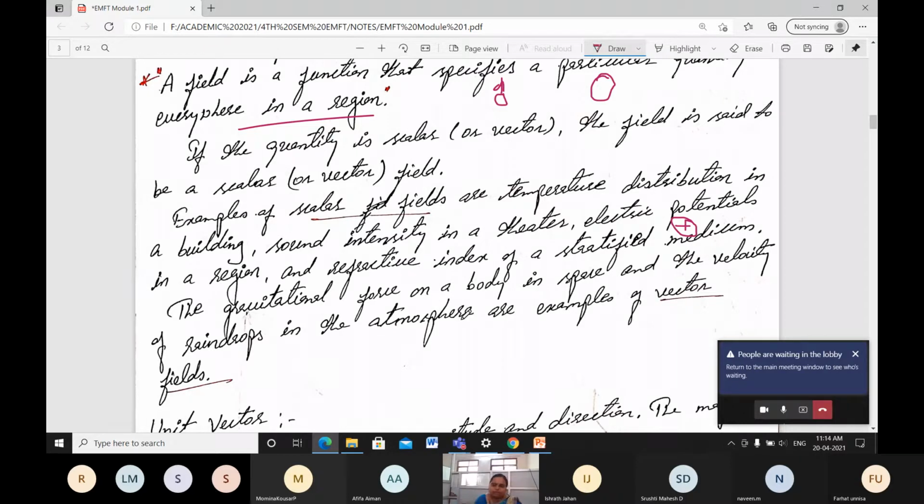A direction, wherever it is going to be, with force or without force, is a vector quantity only. Vector fields, okay. Then the velocity of raindrops in the atmosphere, these are all examples of vector fields.